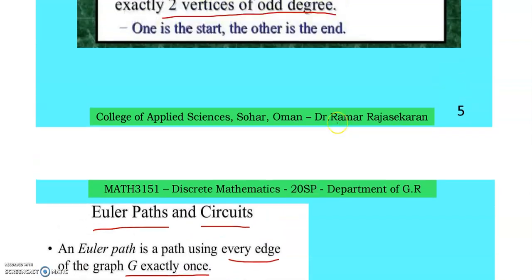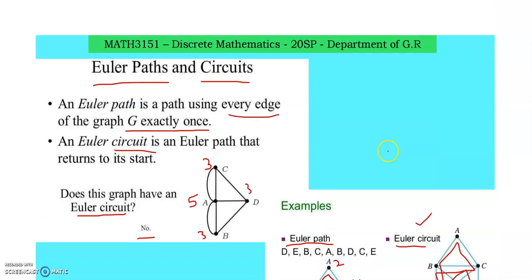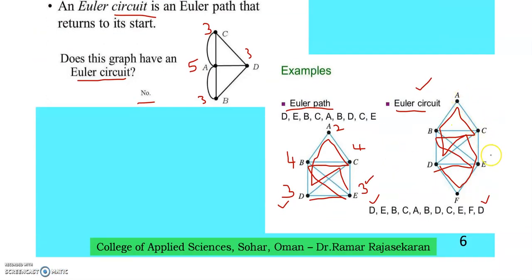And one more condition, you see this theorem: you have an Euler circuit if and only if each vertex has even degree. Yes, we have even degree. Now you see 2, 4, 4, 2, 4, 4. So all the vertices have even degree, and at the same time no edge is repeated in the path, and we are reaching the starting point D at the end. Starting vertex is D, and the last vertex is D, which means it's a cycle, it is a circuit. Therefore this is an Euler circuit.